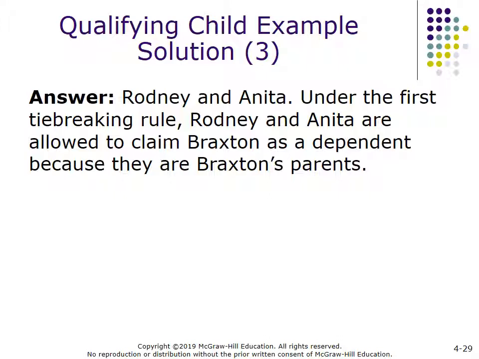So Rodney and Anita are allowed to claim Braxton as a dependent because they are his parents. But that's how the tie-breaking rules go. So just because one person can claim a child as a qualifying child doesn't mean other people can either. And the tie-breaking rules decide who ultimately gets to claim the child.